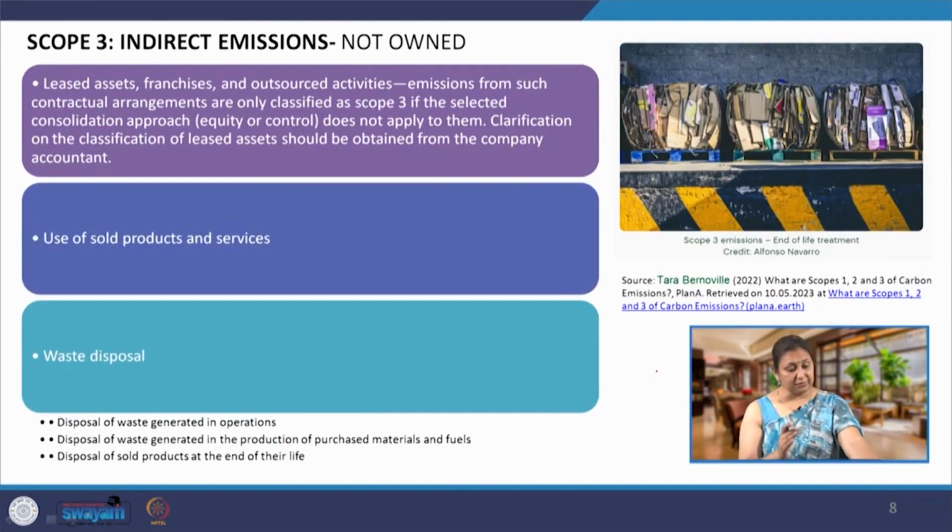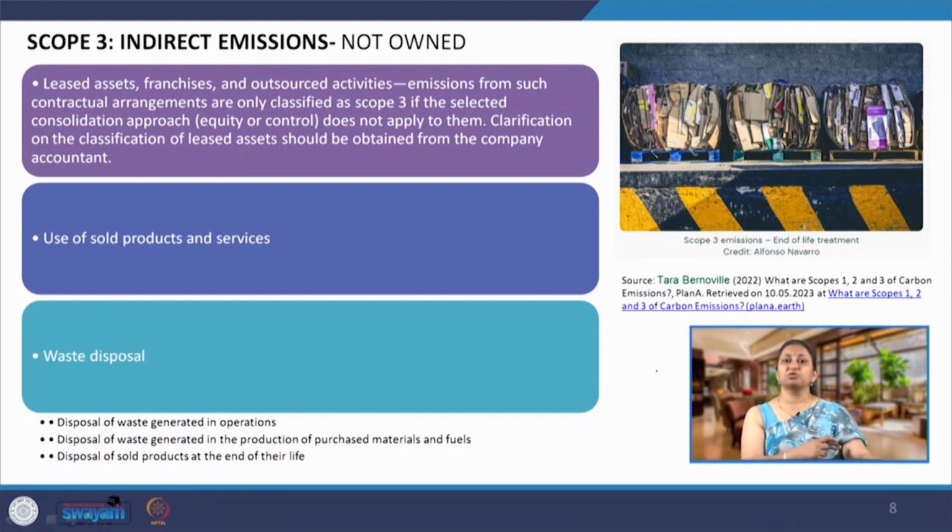We also have indirect emissions or scope 3 emissions resulting from leased assets, franchisees, outsourced activities. Very large multinational companies will not always have assets which are owned. They could be leased assets or they could be franchisee assets. So, scope 3 emissions would cover the emissions resulting from the leased or franchisee units.